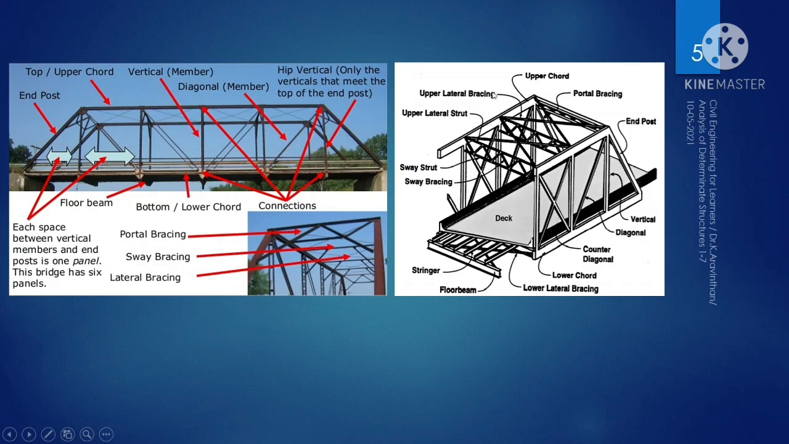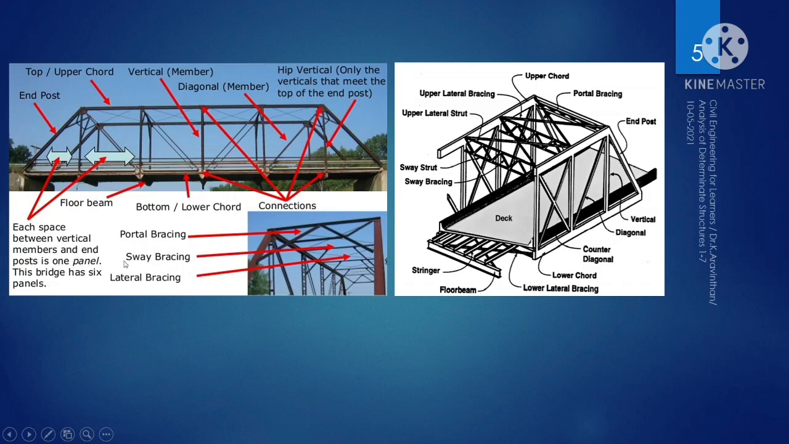And this is the upper lateral bracing. You can see the cross bracing at the upper chord. Here also you can see the same member which is in the upper chord. And this is an end post, and majorly all the elements are discussed here. Practically you can see the structure like this. Each space between the vertical member and the end post is one panel. This bridge has 6 panels.